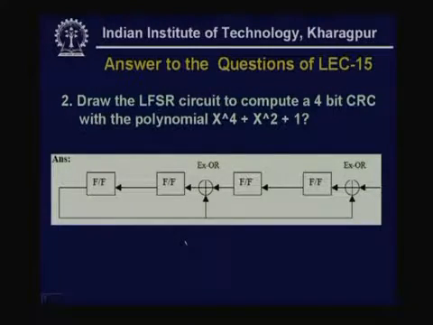Second question was, draw the LFSR circuit to compute a 4-bit CRC with the polynomial x to the power 4 plus x to the power 2 plus 1. As you can see, since the degree of the polynomial is 4, we require 4 flip-flops, and here you have got 3 terms. So, we require 2 exclusive OR gates connected in this manner as shown in the diagram. So, this is the LFSR circuit for this characteristic polynomial.